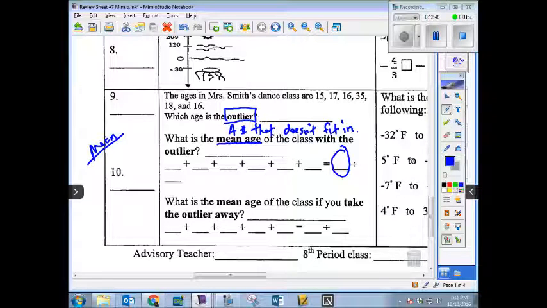Now, what's confusing about this is I'm going to highlight a couple things. This says what is the mean age with the outlier. So that means you're going to include this outlier, that I didn't tell you the answer to, in your mean. In the one below this, you are going to eliminate the outlier. You're going to take it out. So you're going to have one less person in that group, and then you're going to add up the ages and divide by one less person.